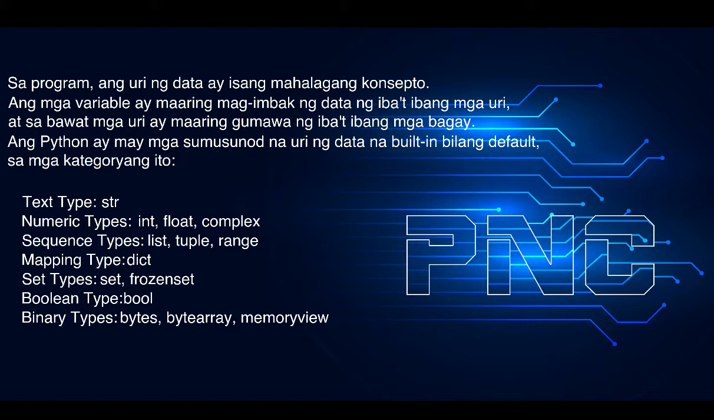Una sa listahan, text type, str or string. Next, numeric type, int, float, and complex. Sequence type, list, tuple, and range. Mapping type, dict or dictionary. Set types, set, frozenset. Next, Boolean type or bool. Next, binary type, bytes, bytearray, memoryview. Those are the keywords that we can use in Python.